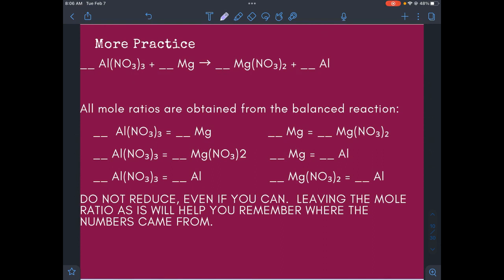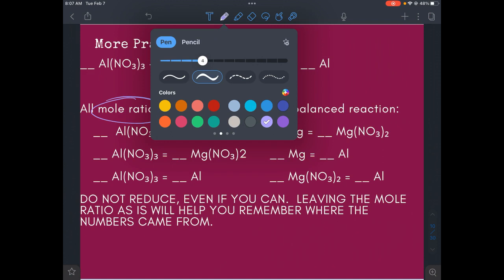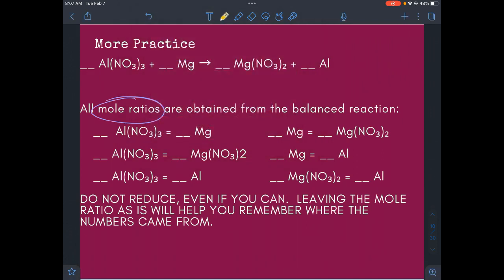This next one here is just a little bit more practice. We are continuing to see that the mole ratios come from the coefficients in the balanced equation. Now you might notice that this is not a balanced equation, so we need to work on that first.